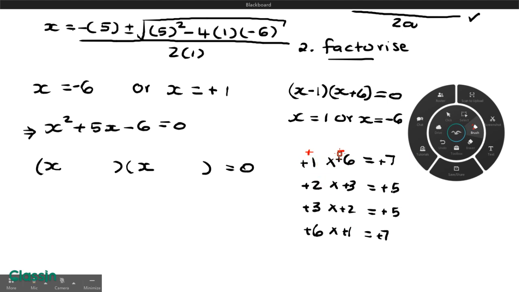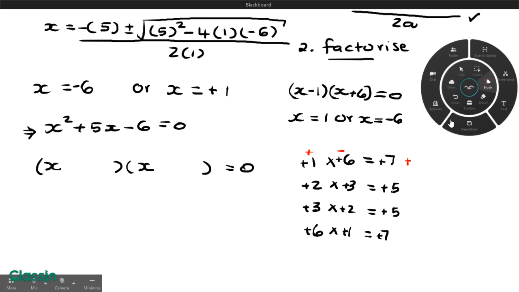Plus 1 minus 6. The answer is going to be, sorry, negative 5, because 1 minus 6 is minus 5. Then plus 2 minus 3 is minus 1. Plus 3 minus 2 is positive 1. Plus 6 minus 1 is going to be positive 5.